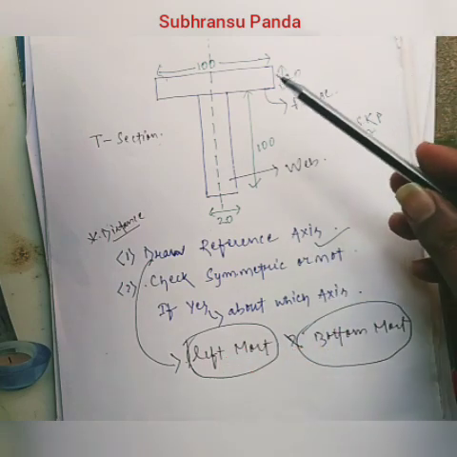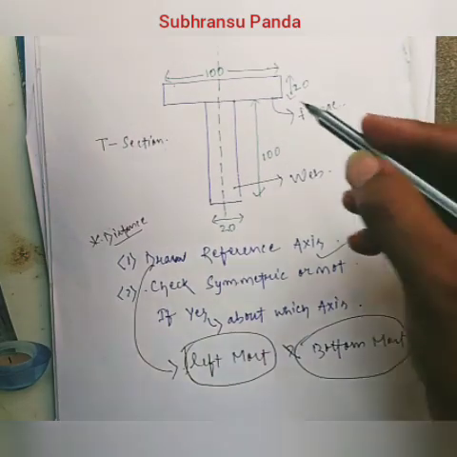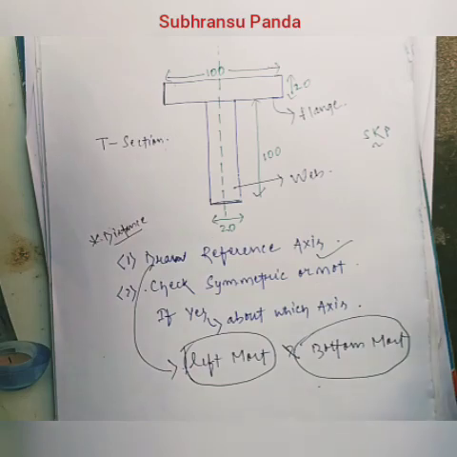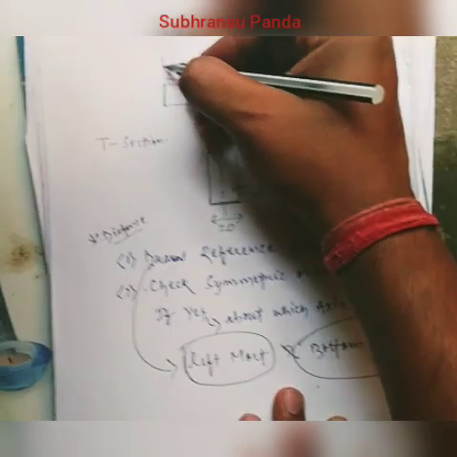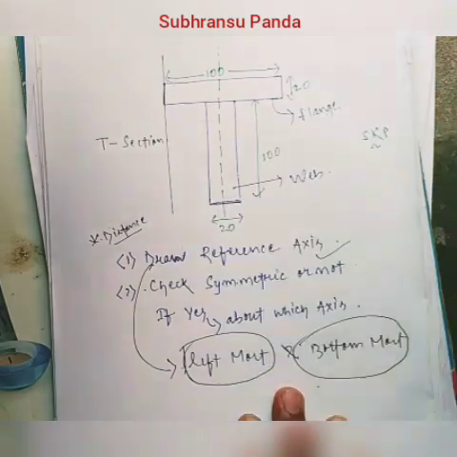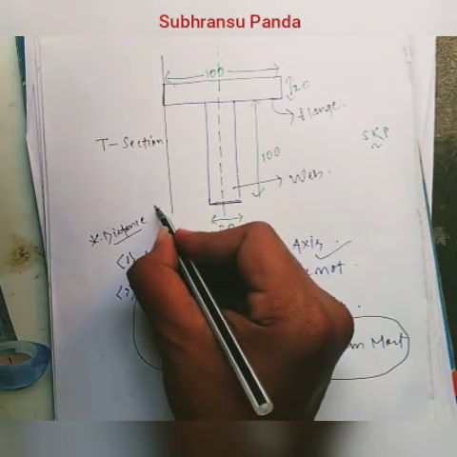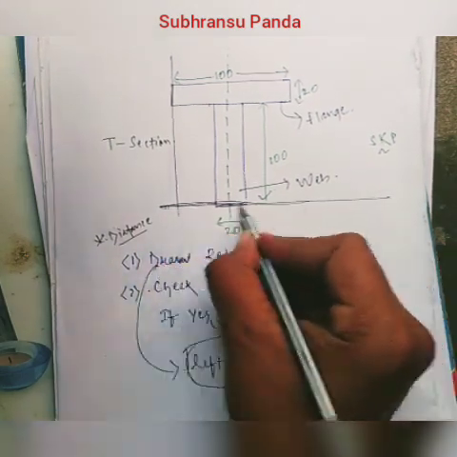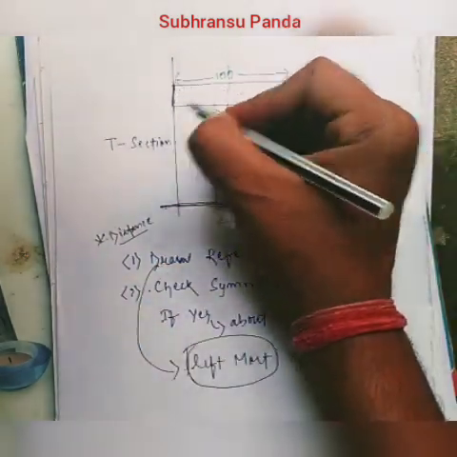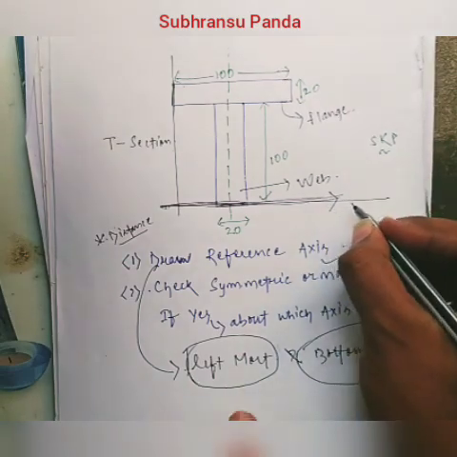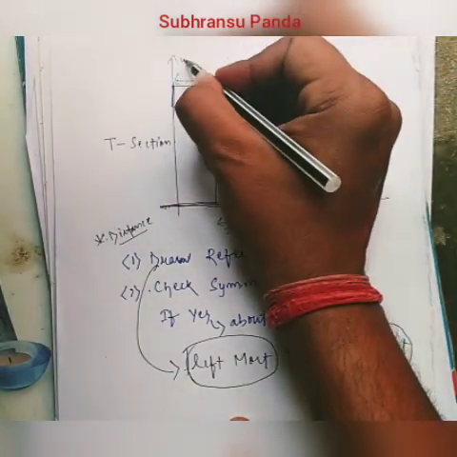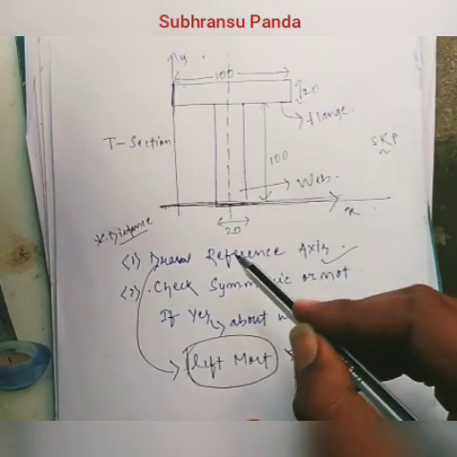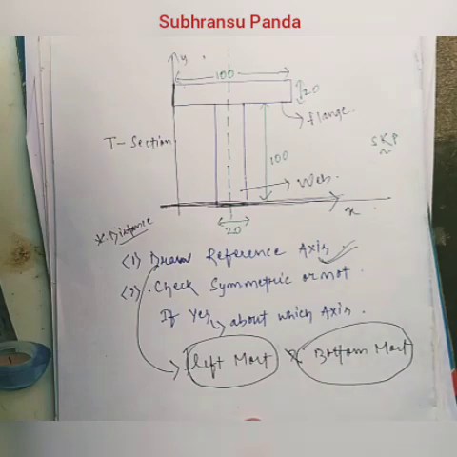So here, where is the leftmost part? This is the leftmost, and this is the bottommost. So draw two reference axes. This is one, this is the reference, we can take it as the x-axis, and this is the reference y-axis. Over. So the first thing, drawing the reference axis, is done.